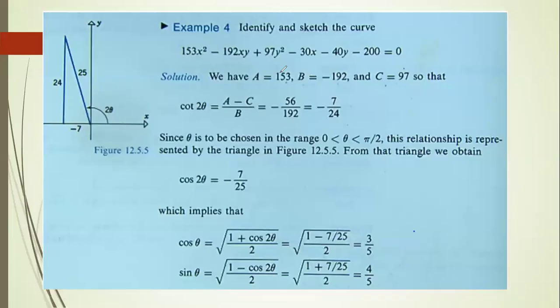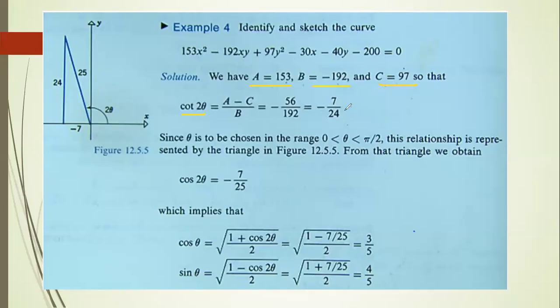So example 4, identify and sketch the curve. So first thing, we can identify the curve. So we have A is equal to 153, B is equal to negative 192, and C is equal to 97. We have cot 2 theta, which is A minus C over B, which is actually negative 56 over 192, which is equal to negative 7 over 24.